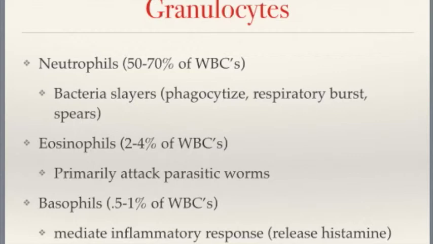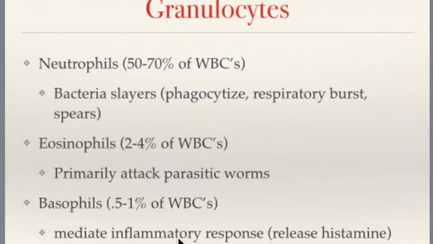Eosinophils are 2 to 4% of white blood cells. They are going to go after parasitic worms. Worms are big, obviously, in relation to a cell, so our little cells cannot phagocytize these worms. Instead, eosinophils are going to release chemicals that kill the worms. They will gather around the worms and then release these chemicals.